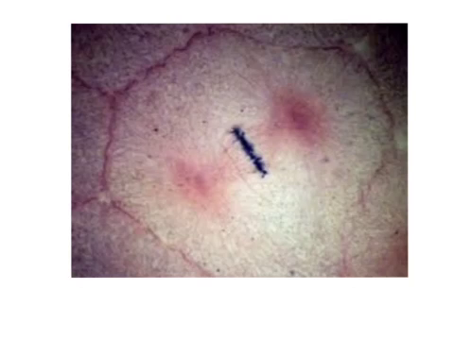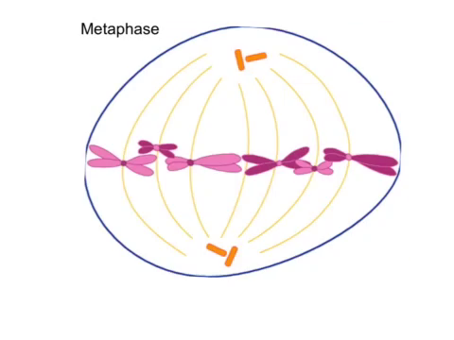The next phase is metaphase, and what the chromosomes have done here is they've migrated to the middle of the cell and they've lined up in the middle. So here's a diagram of metaphase with the chromosomes all lined up in the middle.